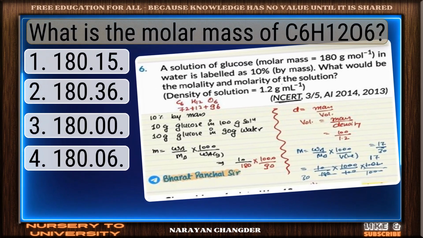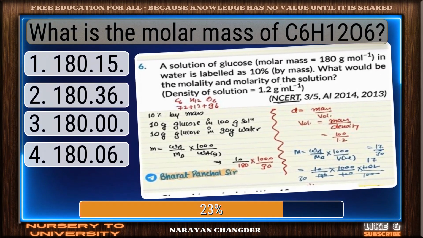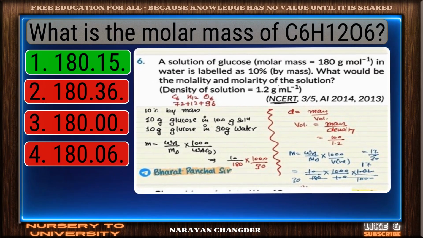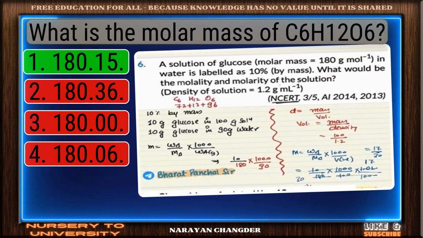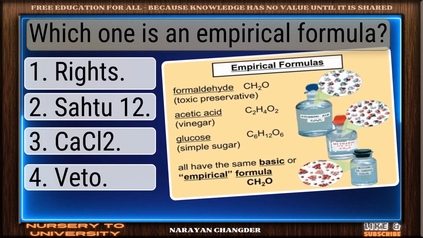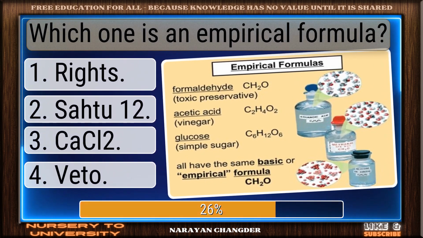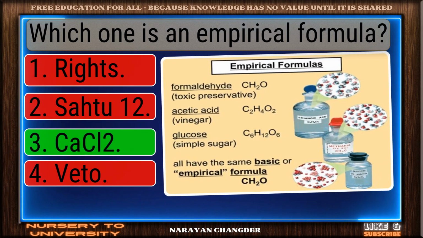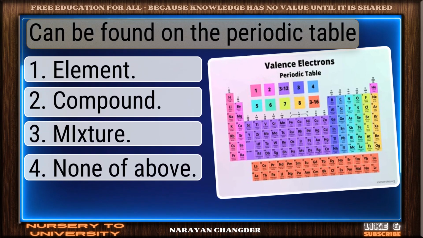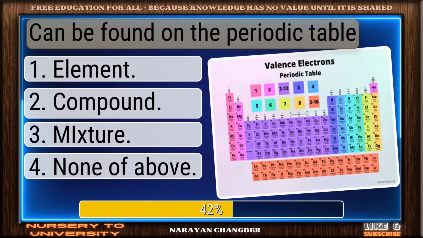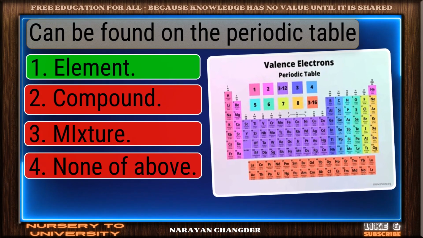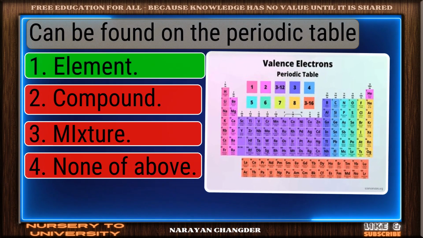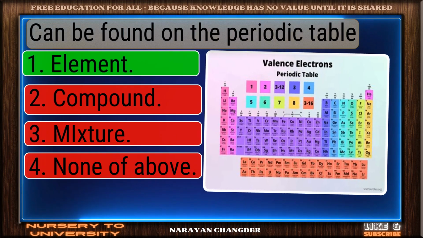What is the molar mass of C6-TOOX6? Well, 180.50 is true. Which one is an empirical formula? Bravo, CAC2 is the answer. Can be found on the periodic table. Correct response. Element is the most accurate answer.